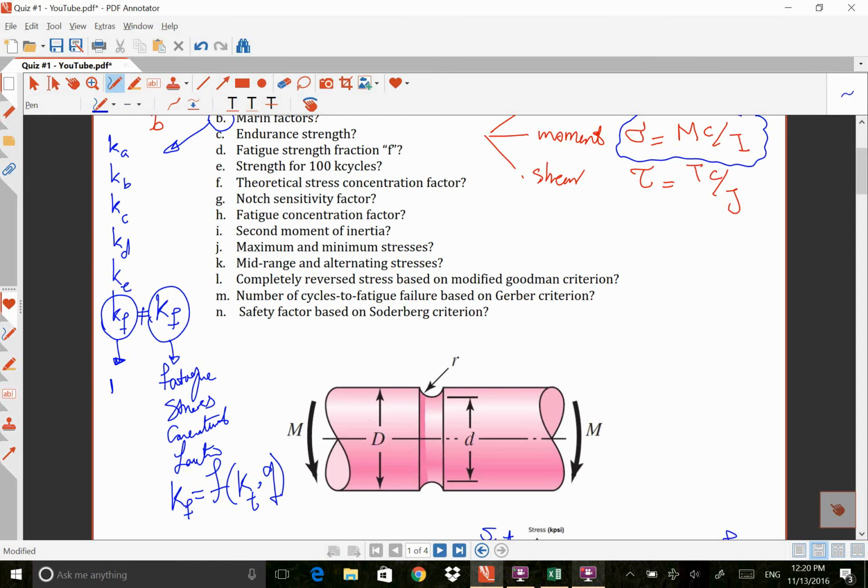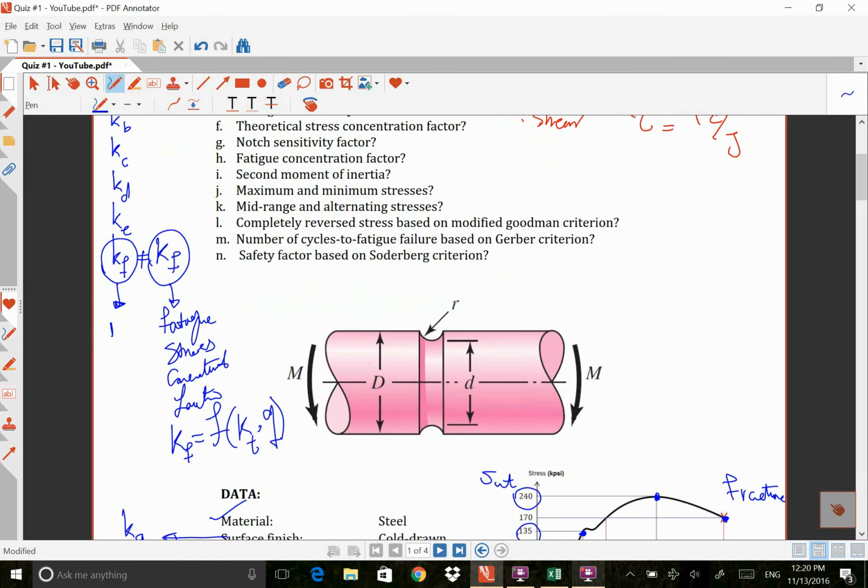Okay, so when you want to find this KF, we need to find these two parameters, and they both can be found from two different tables. We use this KF when there is something like a fillet in the question, or when there is a hole or notch or whatever. So if the specimen was very, very simple like this, KF in that case is 1.